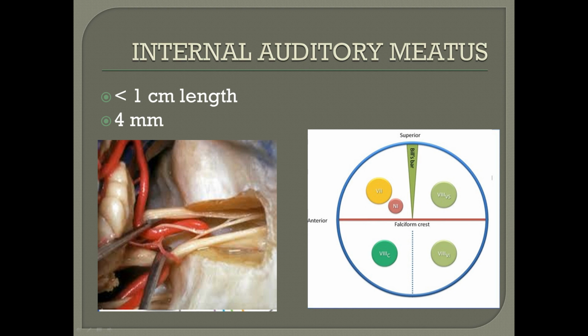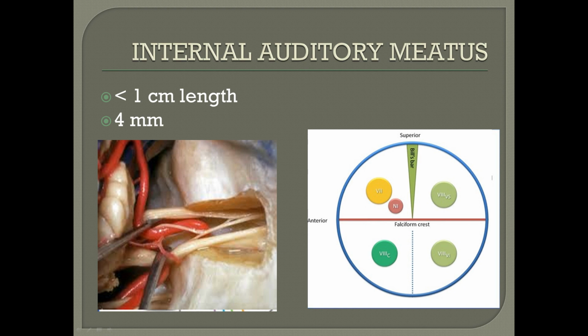This internal auditory meatus has a very small length, less than 1 centimeter, and the diameter of this canal is around 4 millimeters. Here the facial nerve is accompanied by other nerves like the vestibulocochlear nerve and some branches from the anterior inferior cerebellar artery. If we think of the representation of the nerves in this internal auditory canal, it has a specific presentation which we can see in the diagram.